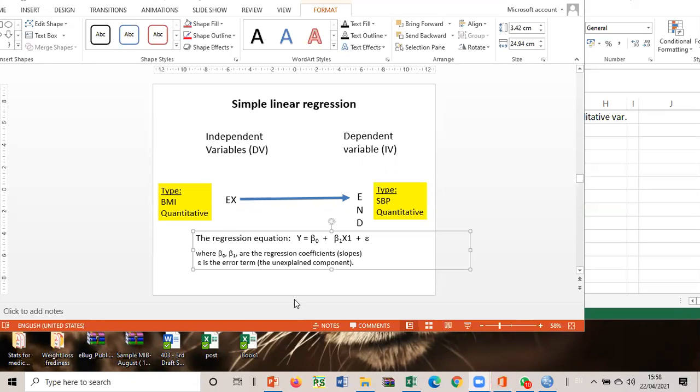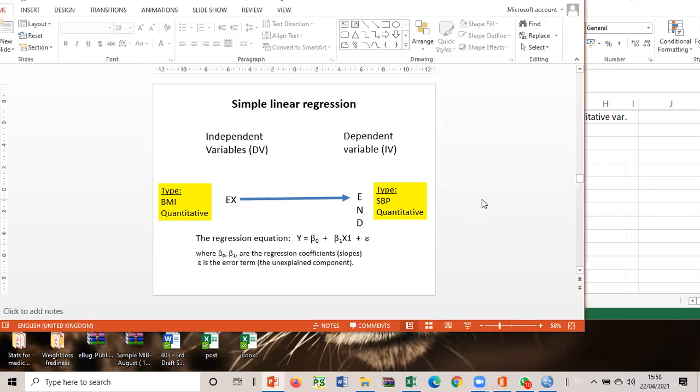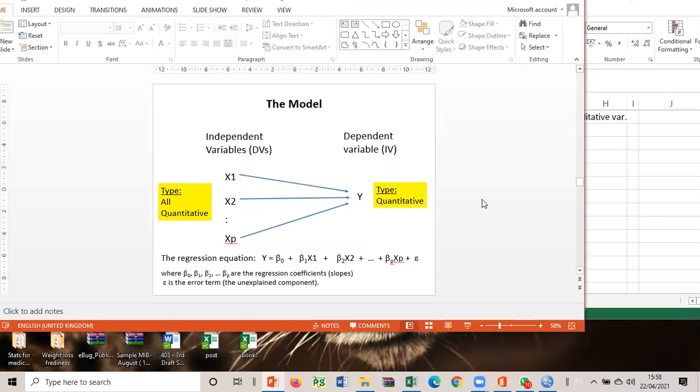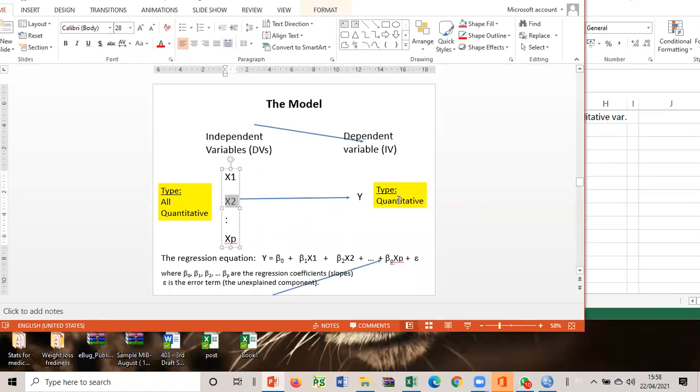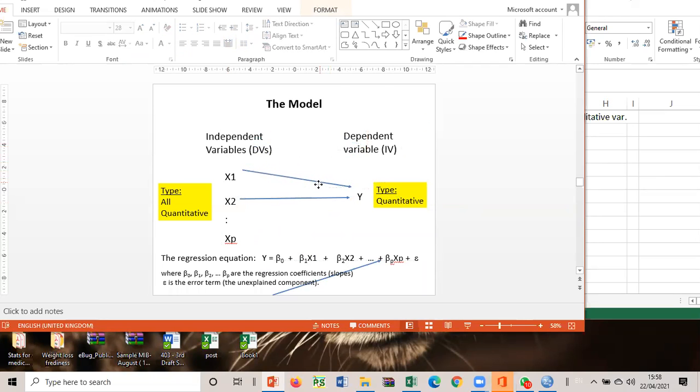Now, extension of this, look at the next slide. The extension of this, same like we went from t-test to ANOVA. Look at this now. If I remove this and remove this, basically it's what? Simple linear regression, right? Yes. Now we have more variables.